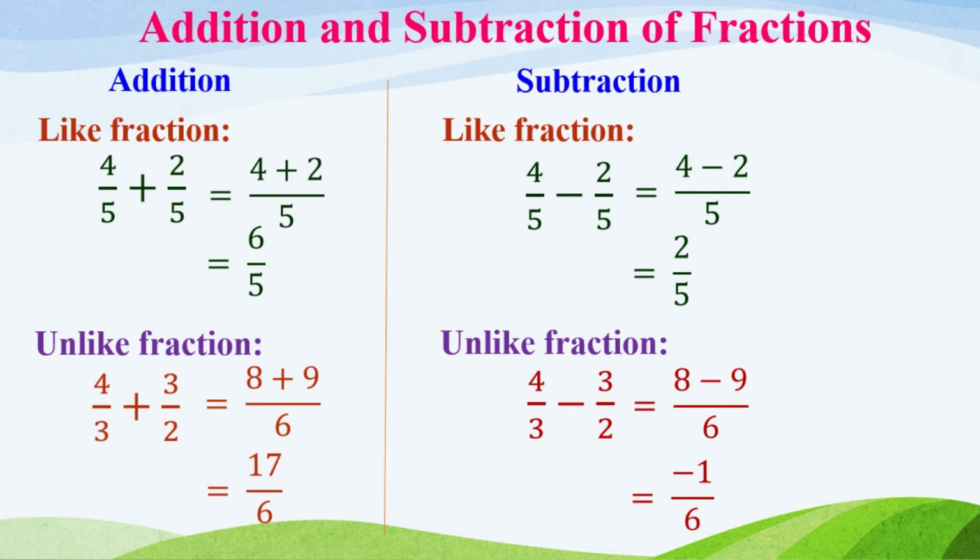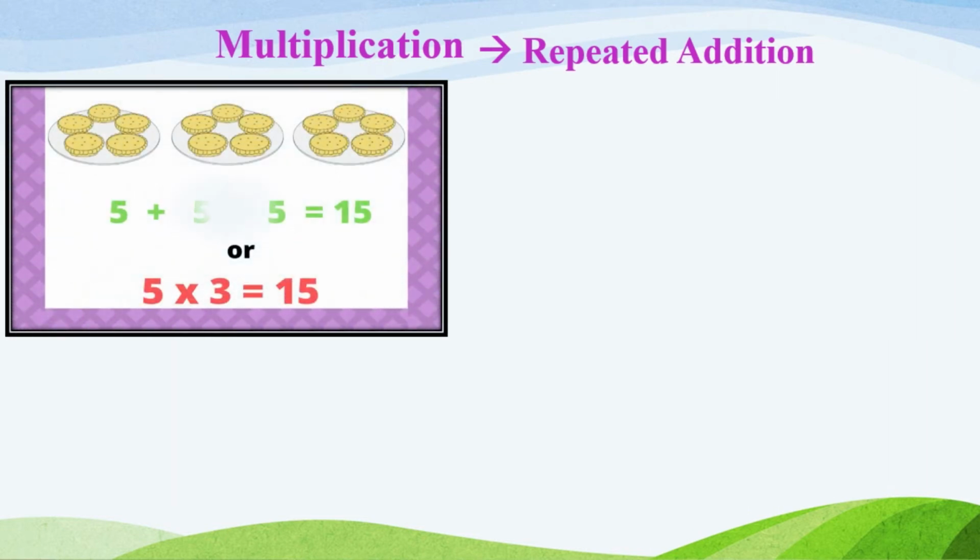Multiplication. Multiplication means repeated addition. How to tell? Let's see the example. Look at the image. Here are given 3 plates. Each plate has 5 biscuits. What is the total number of biscuits?